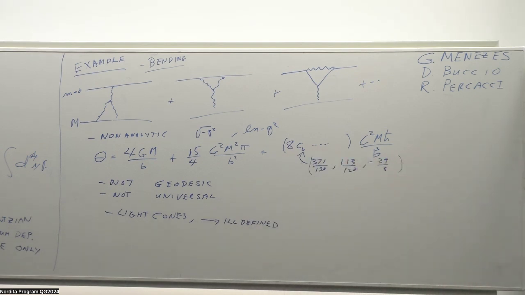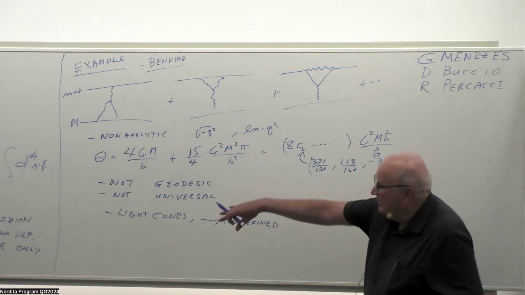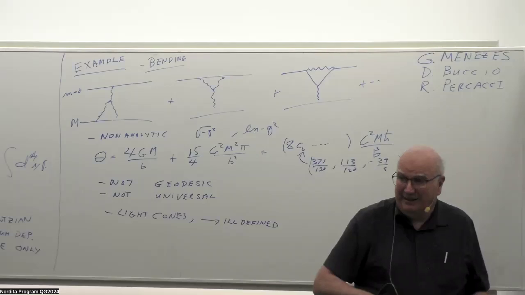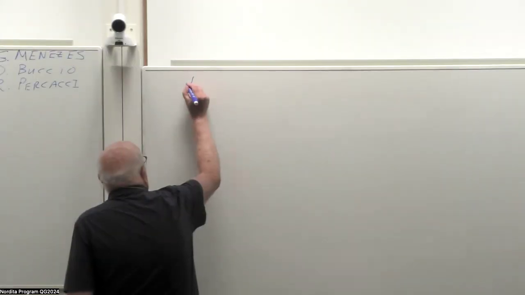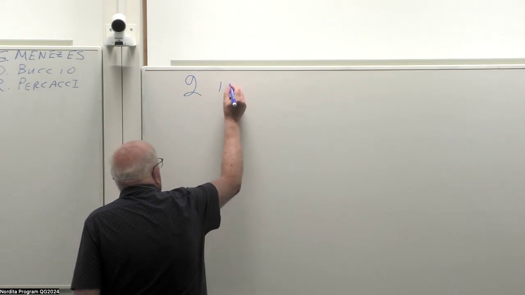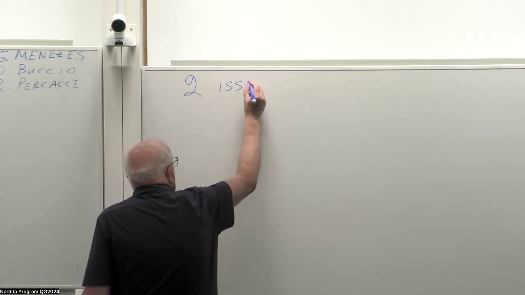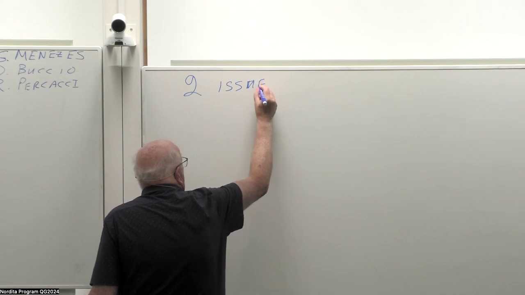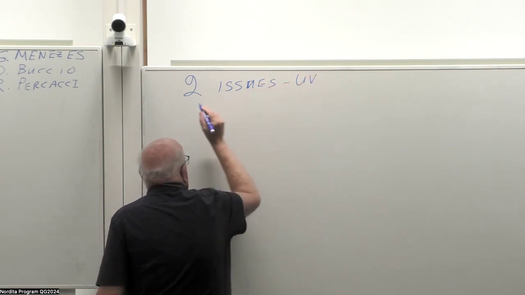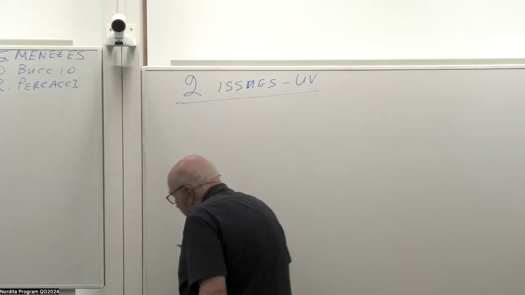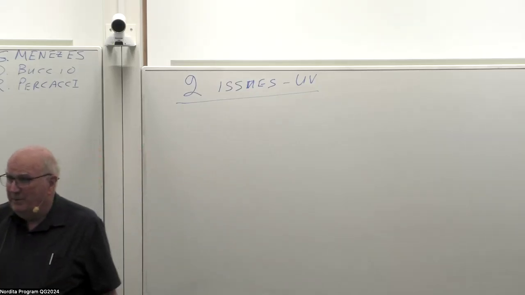So this is effective field theory. Now I'm going to break it down, and now I'm moving outside of it. There are two issues in the UV, and it's good to think of these things as two independent issues.